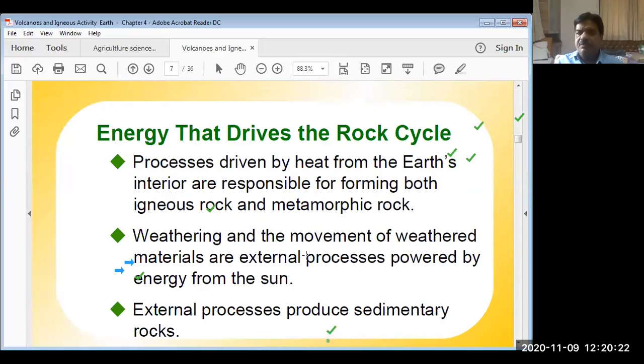What is weathering? Effects of weather on the rock, that is called weathering.